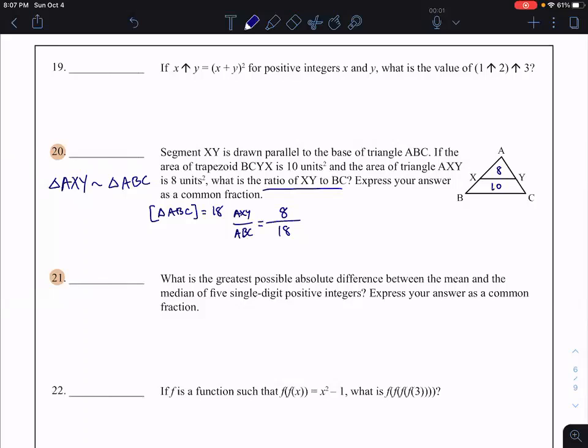And to find the side ratios. Hold on, let me clear my throat. This is awkward.